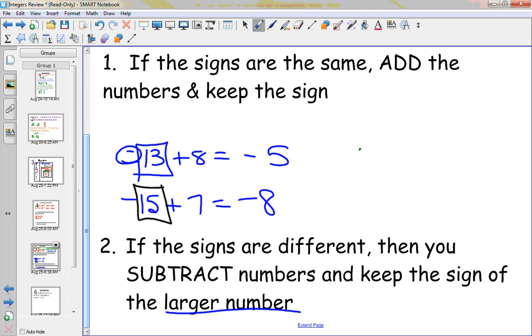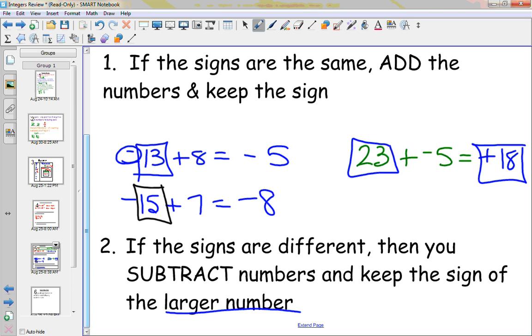Now, what about this? I have $23. I owe someone $5. Well, what's the bigger number here? Is it 23 or is it 5? 23 is my bigger number, and the outcome of that is positive, so this outcome has to be positive. So I have $23. I'm going to give somebody $5. So how much do I have? I'm going to have $18. Do we understand that? So that's how we add.